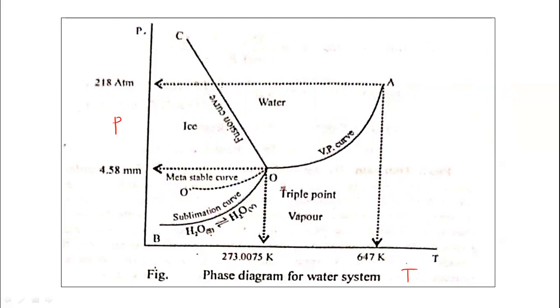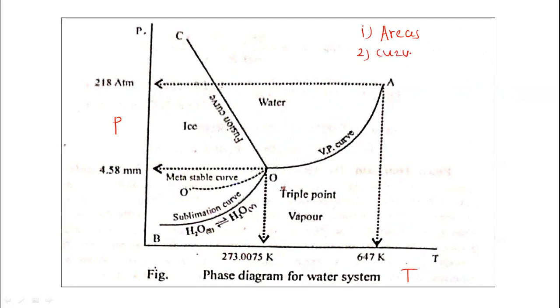Now this phase diagram consists of three parts. First, areas. Second, curves.